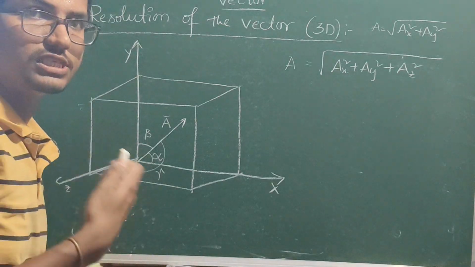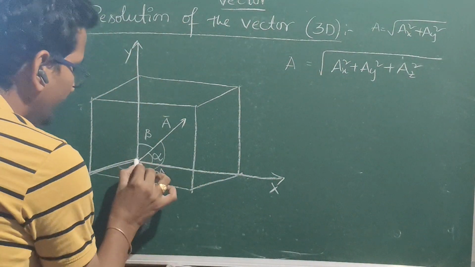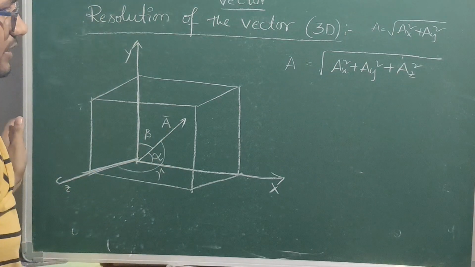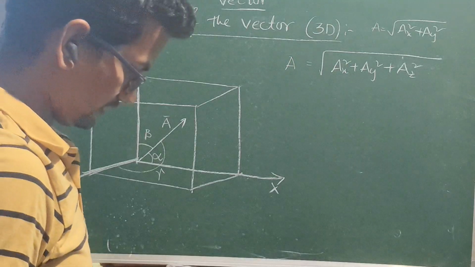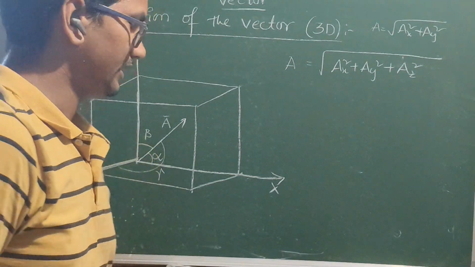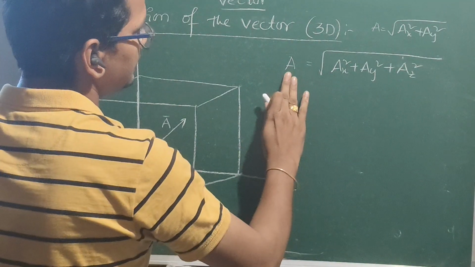Why are we finding the cosine values? Because if you know the adjacent component, here only the adjacent component for beta and gamma, adjacent component means we can apply the trigonometric function cos. That's why we can find the cos values. Okay, this is the magnitude.